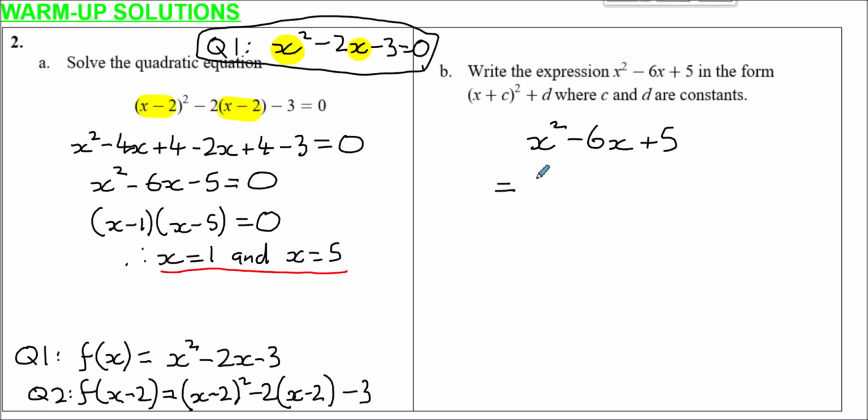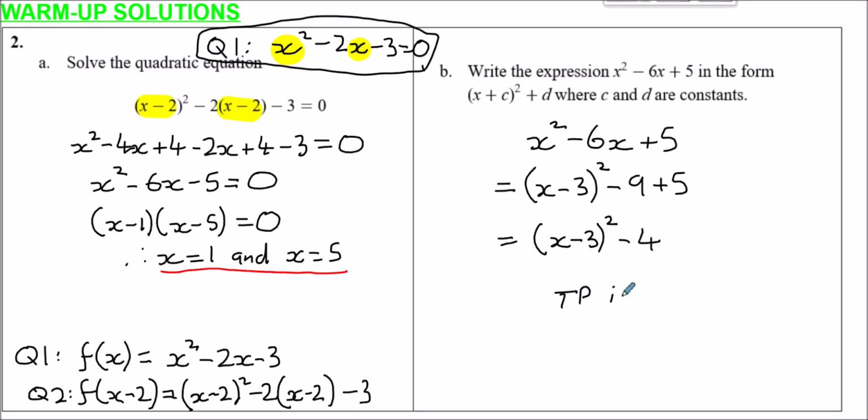So we put the x in brackets, we half the minus 6 to make it minus 3, we square all that, we subtract off this minus 3 squared, minus 3 all squared is 9, so we minus off 9, and then plus 5. So that becomes (x minus 3) all squared, and minus 9 plus 5, that is overall minus 4. So the turning point for this one is at (3, minus 4).